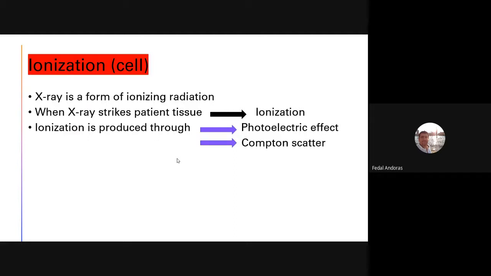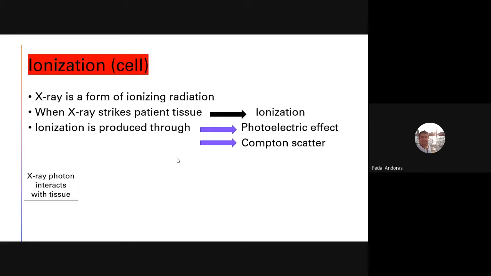When we ask what happens when X-ray hits matter, there are four things. One of them is transmitted unchanged. Second, photoelectric effect will happen, absorption. Third, Compton scatter. Some of these will be absorbed, some of these will be scattered. Fourth, coherent scatter, totally scattered. So now, for the ionization, for the radiobiology, these two, photoelectric effect absorption and Compton scatter, are important. By these two ways, the ionization will happen within the human cells or tissues.